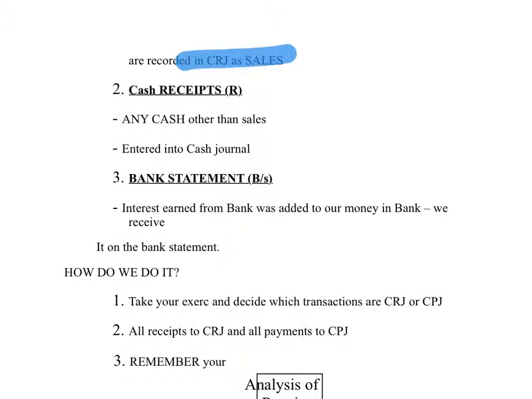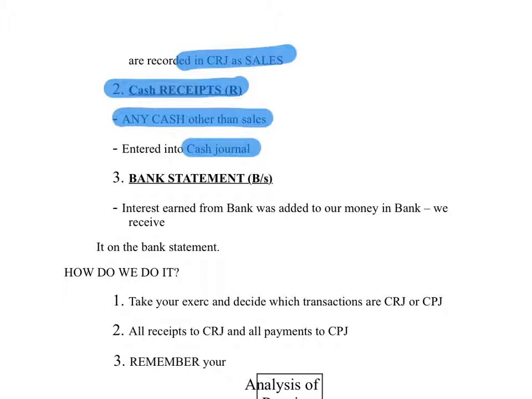Your cash receipts is all other cash, any cash other than sales, and you enter it in your cash journal. A third or last option for the cash receipts journal is the bank statement. The bank statement gets involved in cases when you earn interest at the end of the month, which would be added directly to your money by the bank. And the other option is in your cash payments journal when you pay bank fees, which would be an expense, and that would be taken from your bank account.